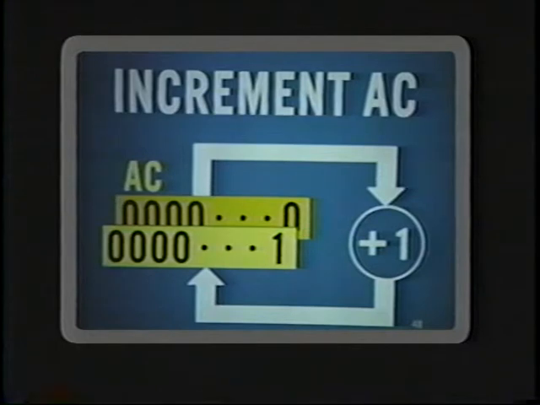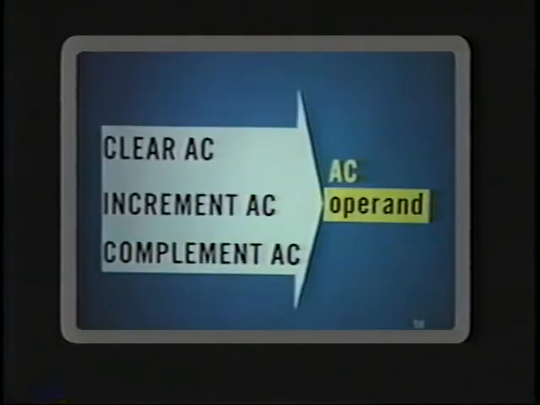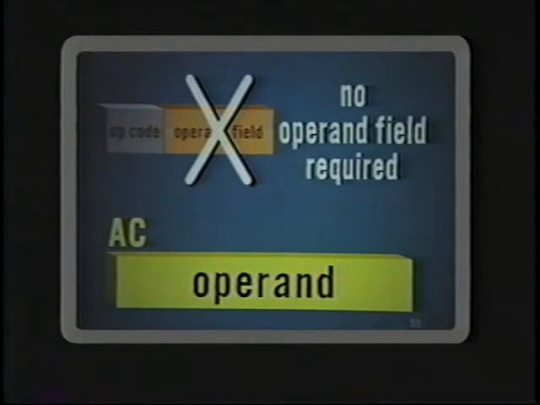Other instructions may also be provided to increment or add a binary 1 to the contents of the accumulator, or to complement a number held in the accumulator. This means that each binary 1 is inverted to a 0, and each binary 0 is inverted to a 1. As we've just seen, these instructions have one thing in common. They operate only on the contents of the accumulator. Because these instructions do not address an operand stored outside the central processor, they do not require an operand field. The operand always resides in the accumulator.